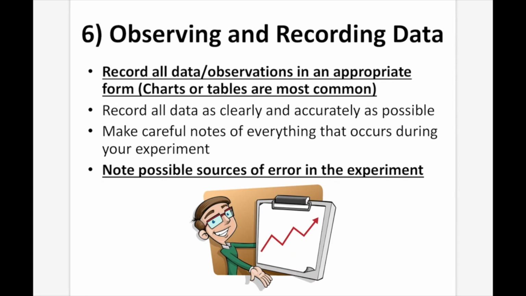This will be the data that we observe and record during the procedure. So we're going to record all data and observations in an appropriate form. This is generally in the form of charts and tables, because they're the easiest to read and fill in as you go. Record all data as clearly and accurately as possible, and make careful notes of everything that occurs during your experiment. Note possible sources of error in the experiment.